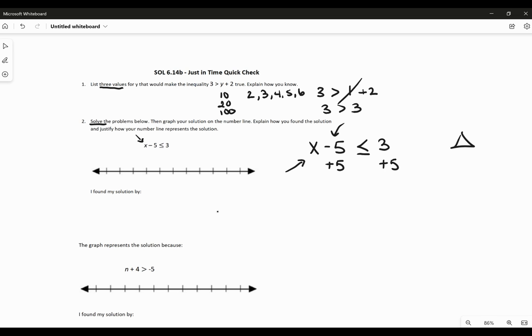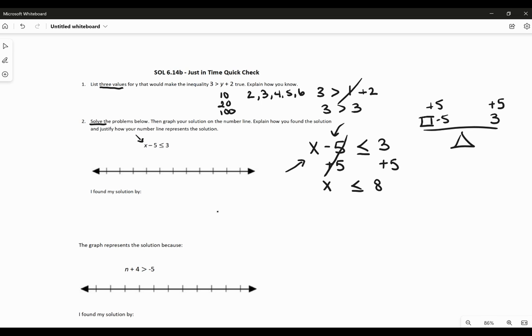So if I had a balance here, and I had some block, minus 5, I guess, and then on the other side, 3. If I were to add 5 to both sides, this would still be balanced. If it were balanced before, it would still be balanced. So these will cancel out to be 0. So it's like plus 0, but I don't need to write plus 0. I can just say x is less than or equal to, and then I added 5 to 3, 8. So x is less than or equal to 8.